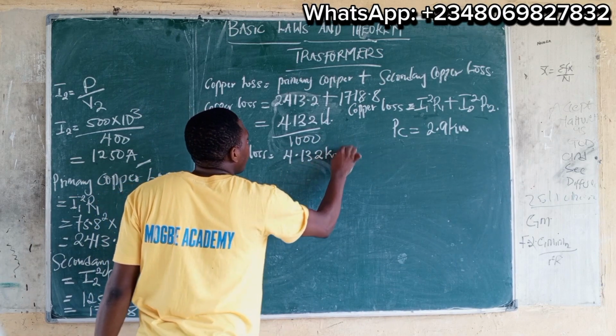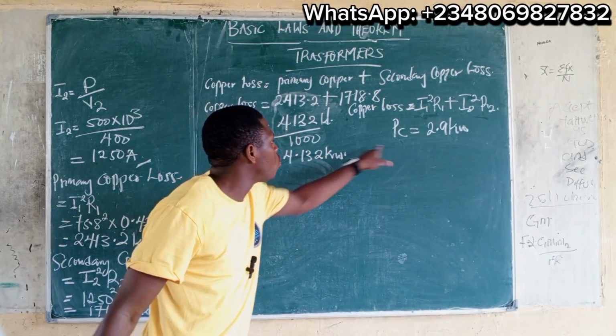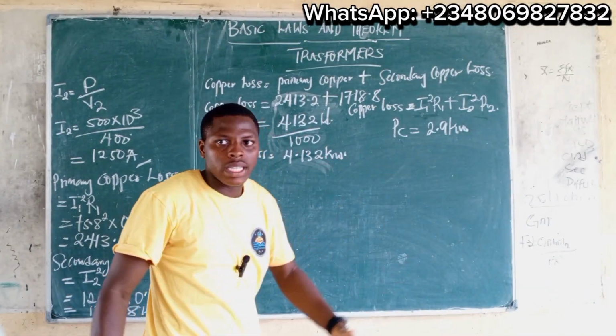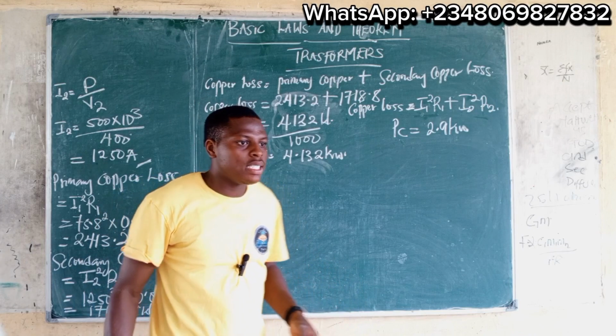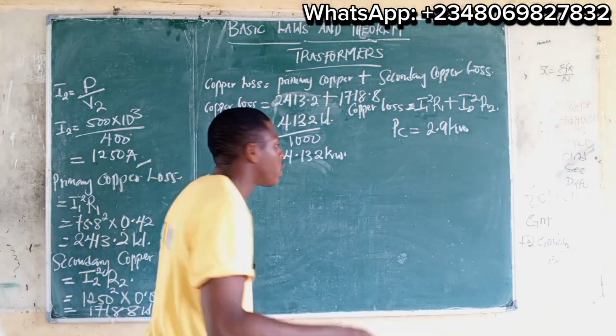4.132 kilowatts. So we've achieved both parameters in kilowatts. What's the next thing you are supposed to do? The next thing is to calculate your total losses.